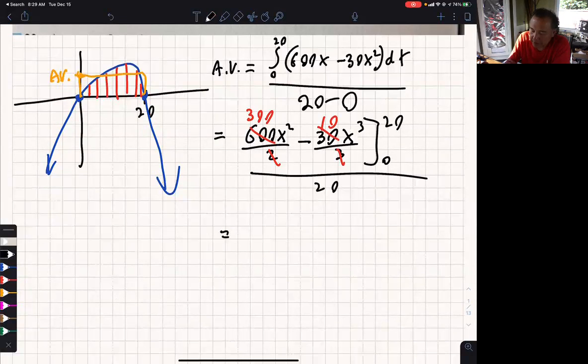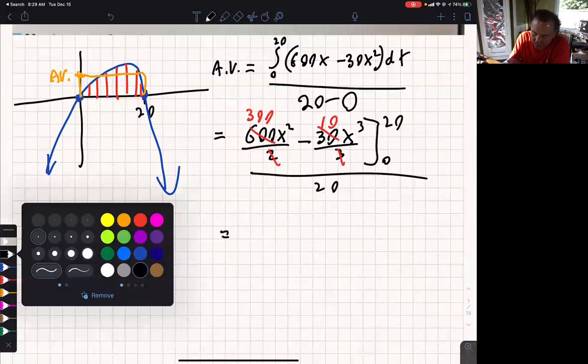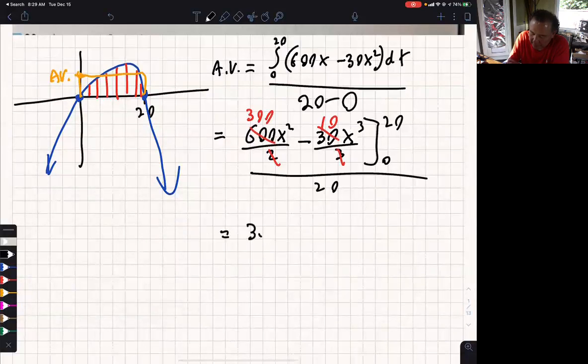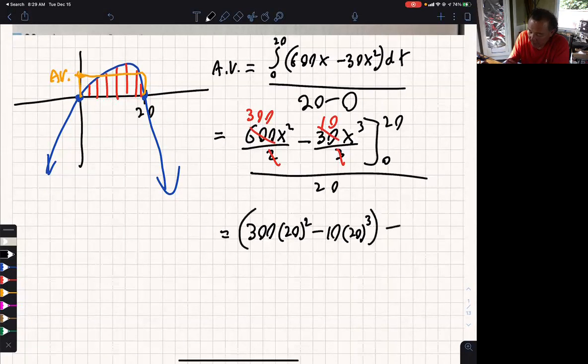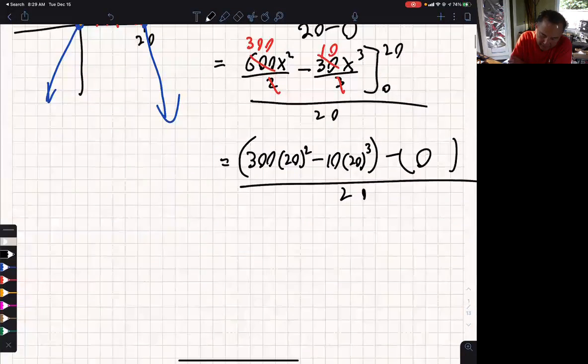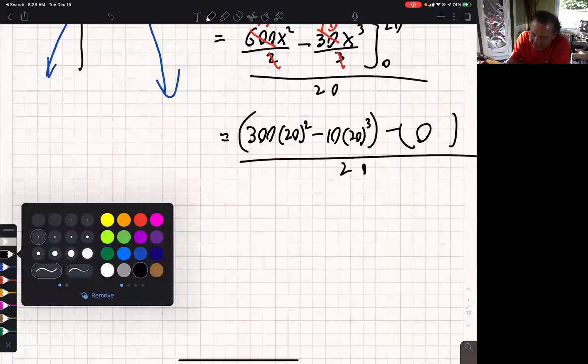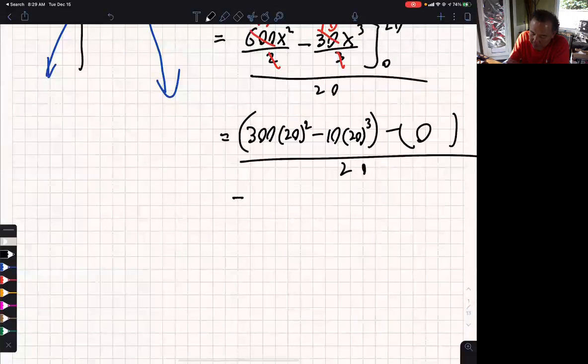So, fundamental theorem. First, we plug in 20 here and here. That will get us 300 times 20 squared minus 10 times 20 cubed. And then I subtract, and I plug in 0 here and here. That's just going to give me 0. So I subtract 0. That's all over 20. All right, it's just algebra now. Technically, if this were an FRQ, that would be your answer.